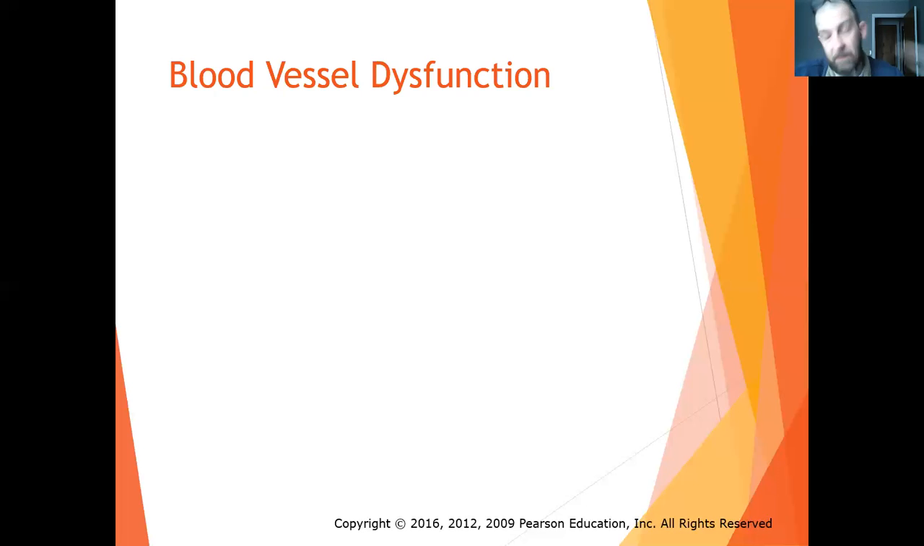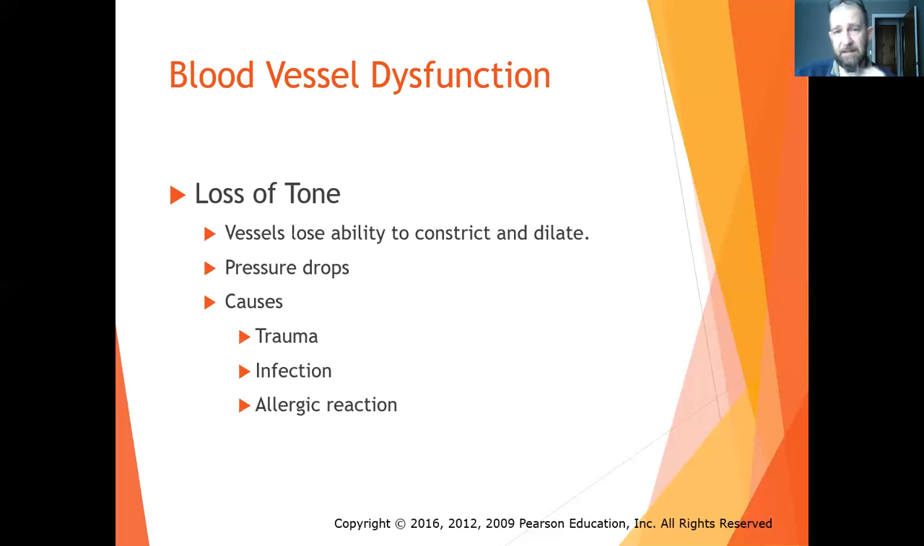So we can have a couple ways to have blood vessel dysfunction. One is called loss of tone. We've talked about this in CPR and opening airways, airway management, things like that. Loss of tone here basically means that the vessels lose the ability to control their muscles, so they can't constrict or dilate. Because of this, they're just blown wide open, and so the pressure drops precipitously. It can be dangerous. It can be life threatening. It can kill a person if they have loss of tone.